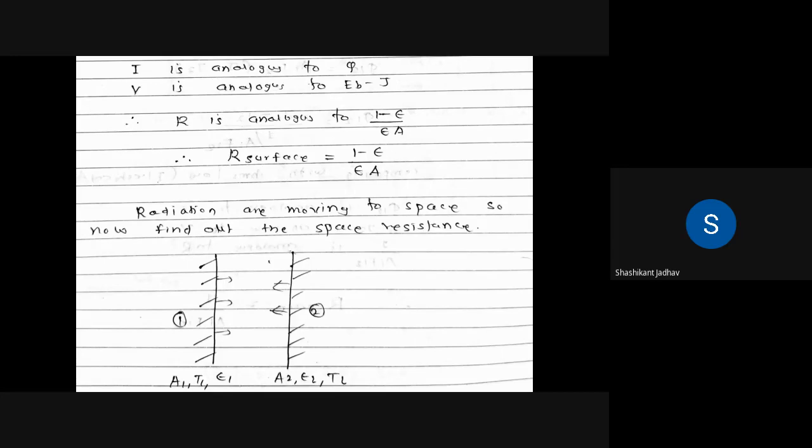Okay, so all have to draw this diagram. A1 T1 epsilon 1, A2 T2 epsilon 2, plate 1, plate 2 is there, and at the outside of these two plates there is insulation. That is the meaning of the hatched lines, at the outer side of plate 1 and at the outer side of plate 2.